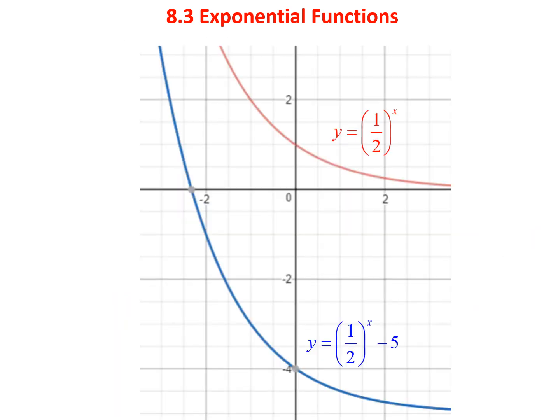And here's how they look more accurately in Desmos. The blue line is simply the red line shifted down 5. If you measured it with your fingers, it's down 5 each time.